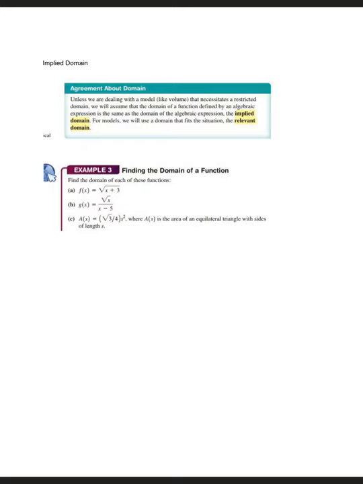So first of all, where this discrepancy comes from, and the only time we have issues is when we have a square root or we have a fraction. The reason is because this is where the errors come from and what certain values cannot go into an equation. So for implied domain, usually what you're asking yourself is, is there anything x can't be?